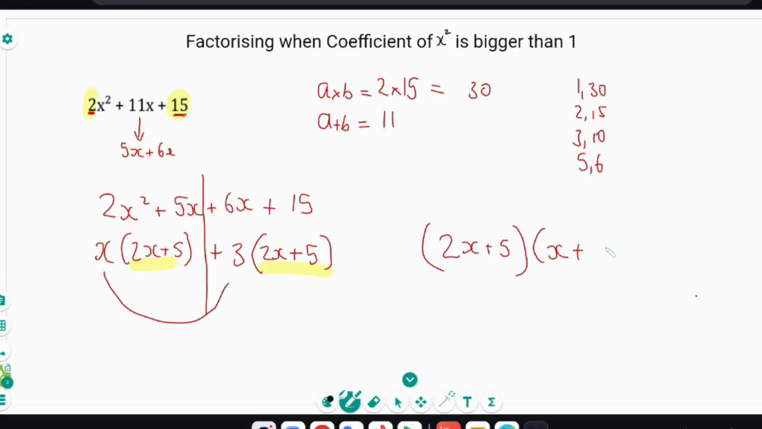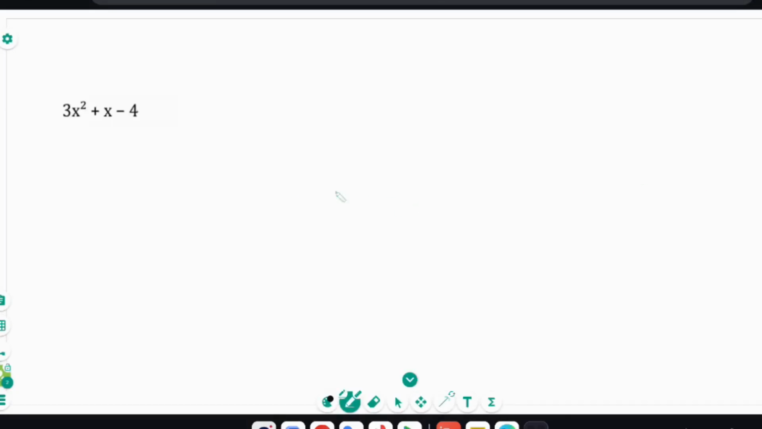So let's just see what would happen if I expanded these brackets now. 15. Yep. 2x squared. Yep. And here we'd have 5x plus 6x, which gives you that 11x. Okay, we'll just do one more together, then you can have a go at some yourself. So don't forget, we're multiplying 3 by the constant term here.